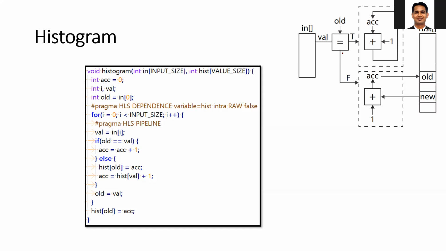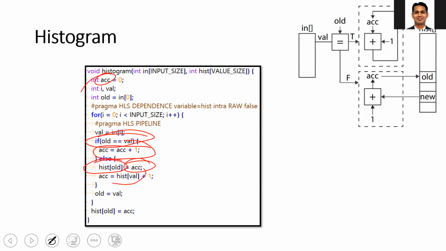So one case is when the input contains consecutive values with the same value. In that case, we can use a simple register to accumulate the corresponding value. You can see that I'm using this accumulator, and when the old value is equal to the previous value, I'm just accumulating one. The second case is when the consecutive values in the input are not the same. In that case, I'll write the accumulator back to the histogram, and then I'll read the new value from the histogram array, and then I'll start accumulating.